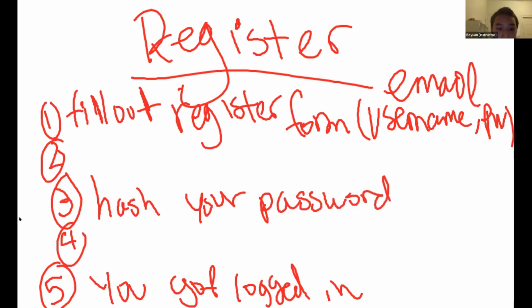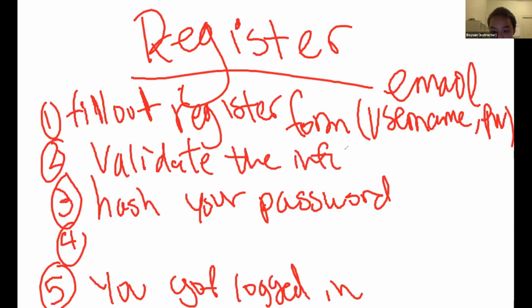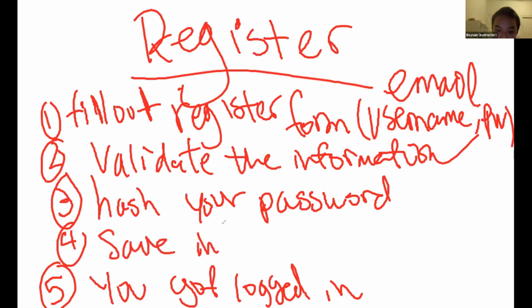All right. Step number 2 is validate the information. And then step 4 is saving to the database. All right. These are the 5 steps. Step 1, fill out the form. Step 2, validate the information. Step 3, hash the password. Step 4, save information to the database. Step 5, you got logged in. All right.